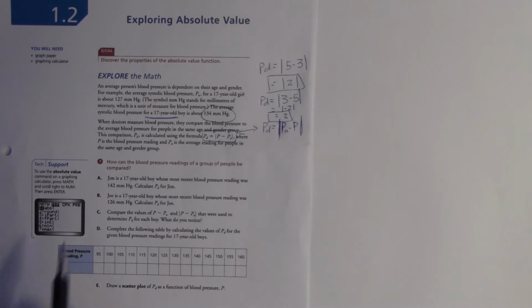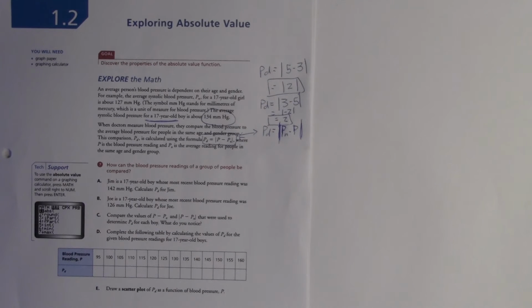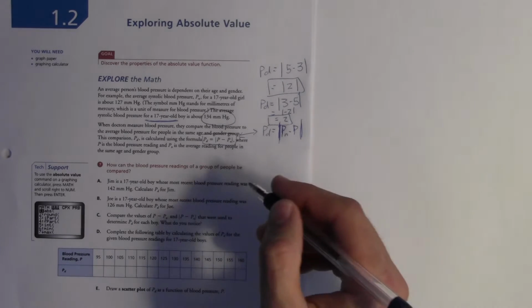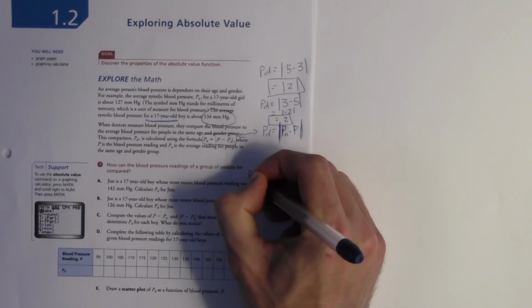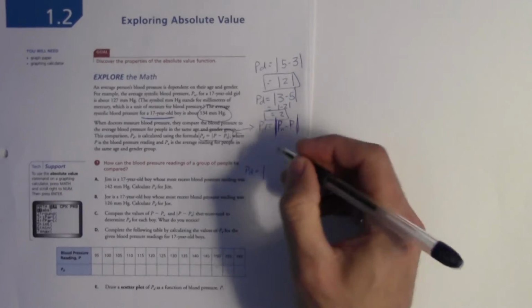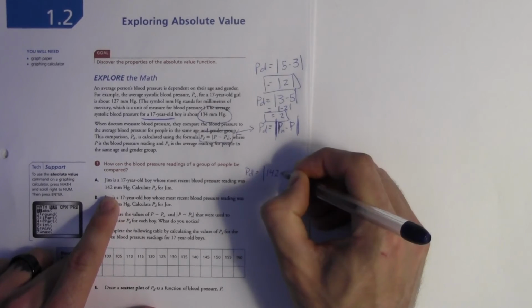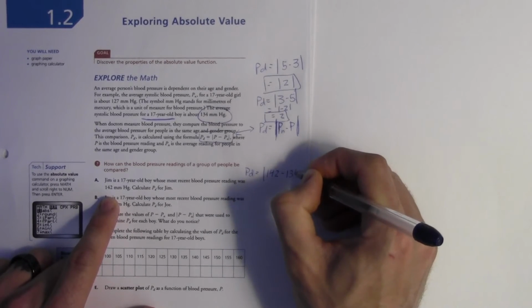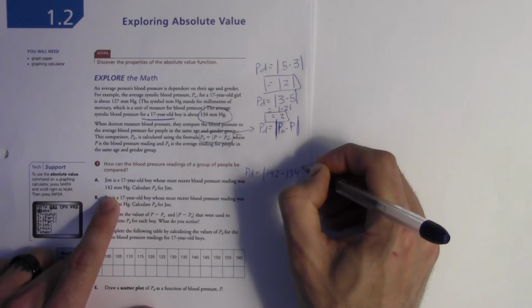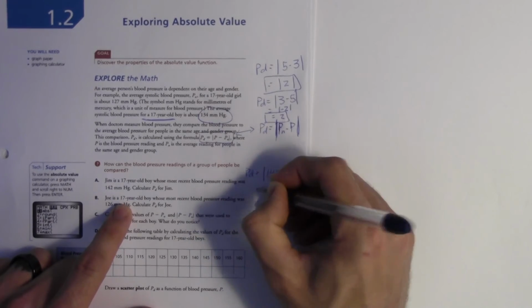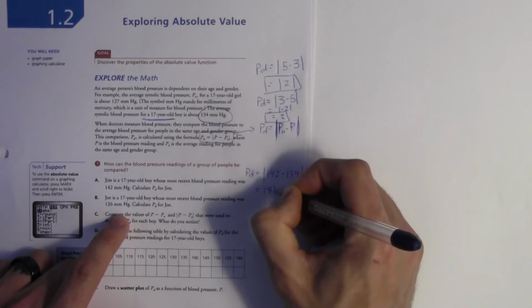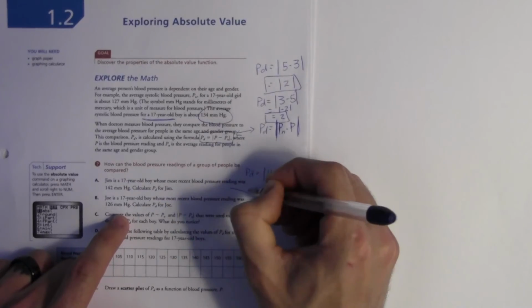All right, so let's look at the investigation here. How can the blood pressure readings of a group of people be compared? Jim is a 17-year-old boy whose most recent blood pressure reading was 142 mm Hg. Calculate PD for Jim. So we just take this formula for PD and substitute his value, 142, minus the average, which is 134. So that's the absolute value of 8, which is 8. That's Jim's.